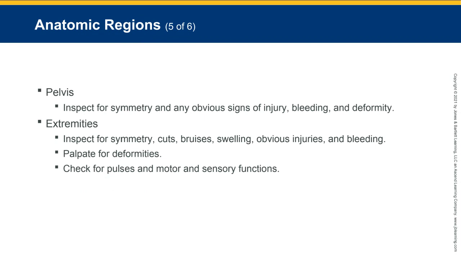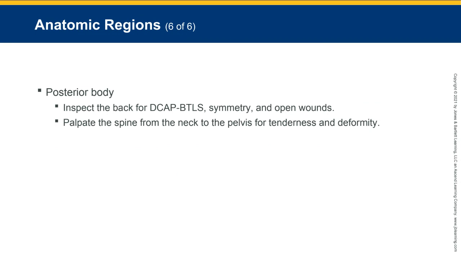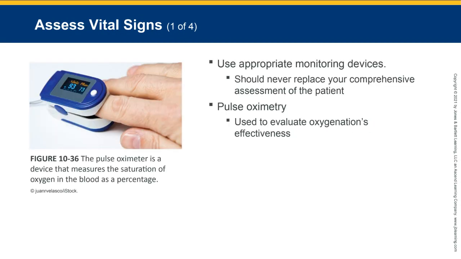For the pelvis, inspect for symmetry and any obvious signs of injury, bleeding, and deformity. For the extremities, inspect for symmetry, cuts, bruises, swelling, obvious injuries, and bleeding. Palpate for deformities, check for pulses, motor, and sensory function. For the posterior body, inspect the back for DCAP-BTLS, symmetry, and open wounds. Palpate the spine from the neck to the pelvis for tenderness and deformity. For your vital signs, assess your vital signs.